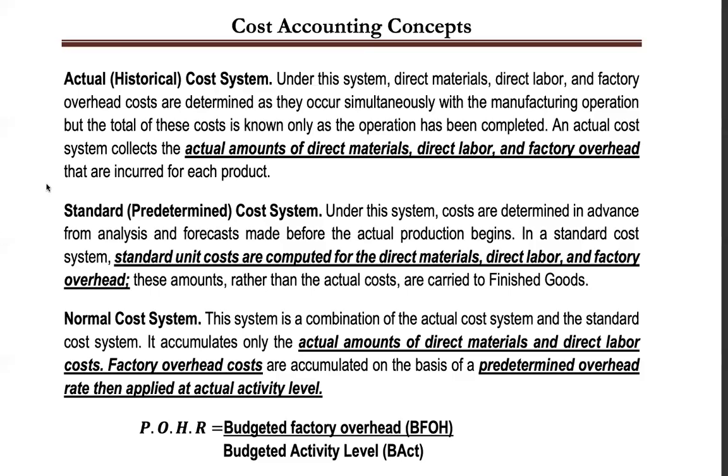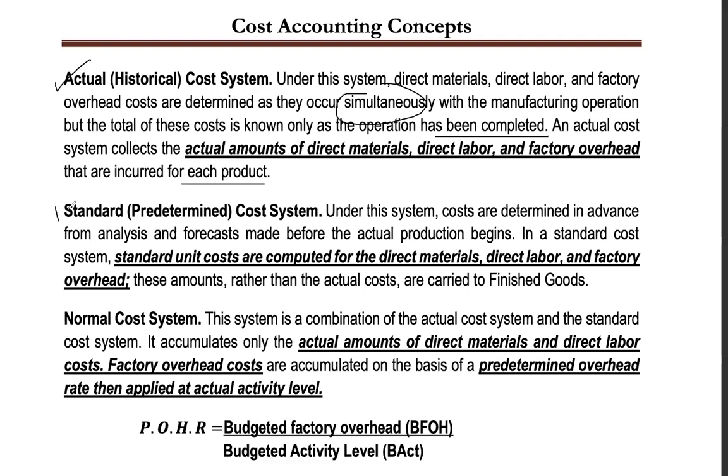Actual cost system, as I have mentioned a while ago, lahat po yan, actual ang material, labor, and overhead. Under this system, direct material, direct labor, and factory overhead are determined as they occur simultaneously with the manufacturing operation. But the total of this cost is known only as operation has been completed. An actual cost system collects actual amount of direct material, direct labor, and overhead that are incurred for each product.